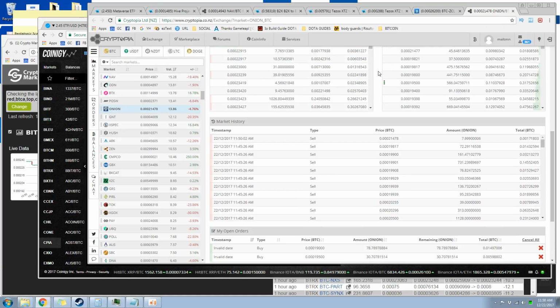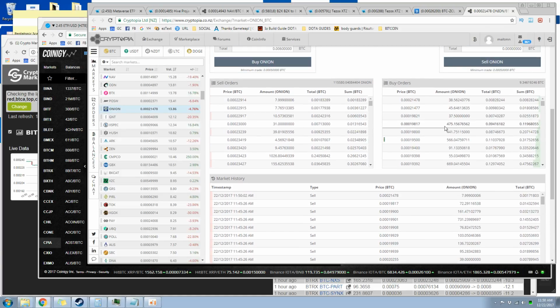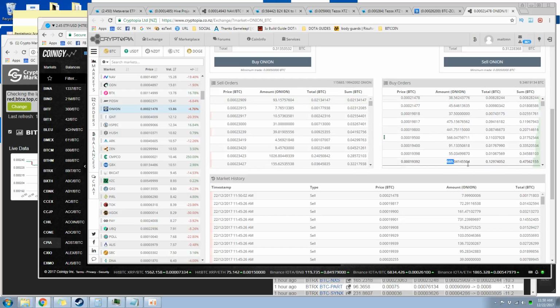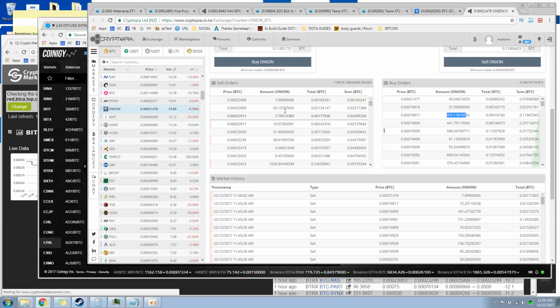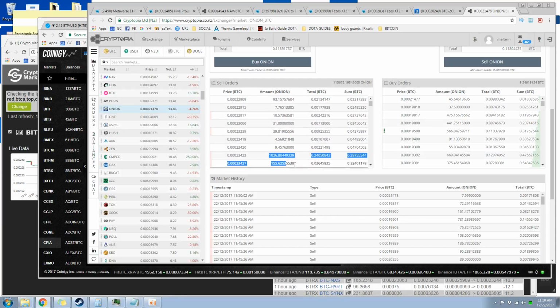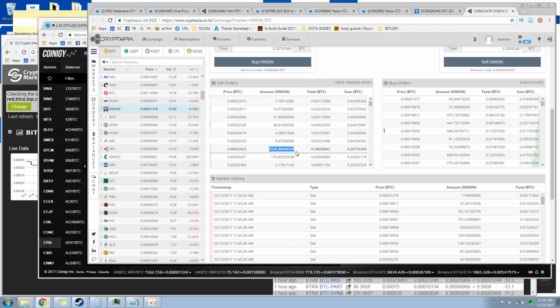Some lucky bugger. So I'm here at 19.5. Now I'm looking also at the amount of onions being sold. As you can see, there's 600 onions here, about 700 here, and how many people are really selling this? So there's 1,000 that just got sold.